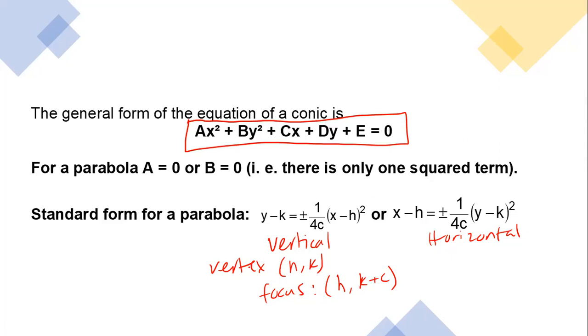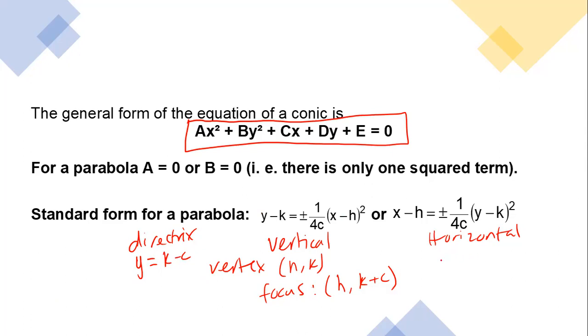So focus. And then the directrix of a vertical is a line, right? It's a horizontal line, which means it's going to be y equals. And it's y equals what? It's K minus C. If these are things that you don't remember on your note card for your test next Monday, what should you put it on? Your note card, right? Probably a good idea.